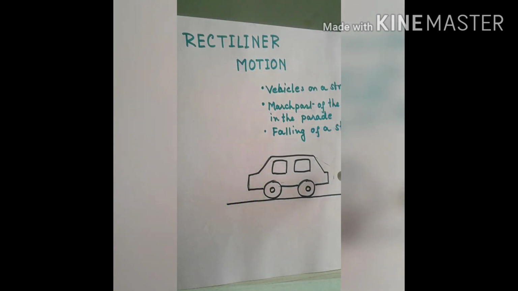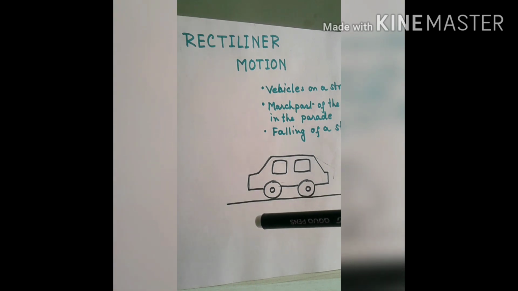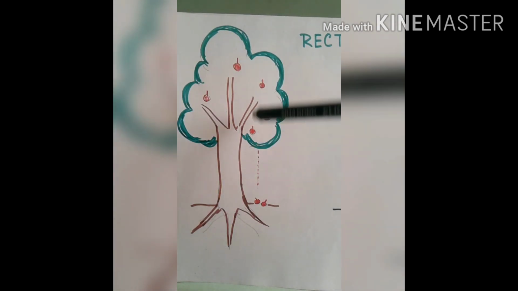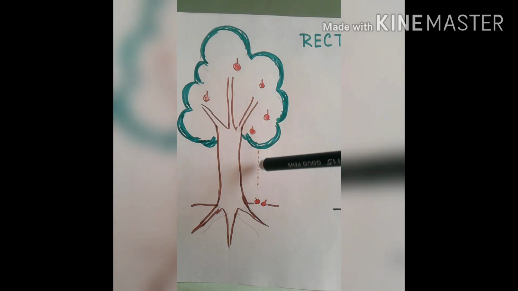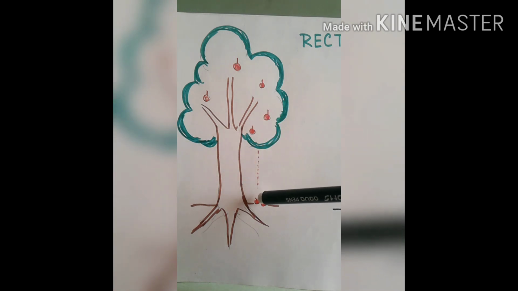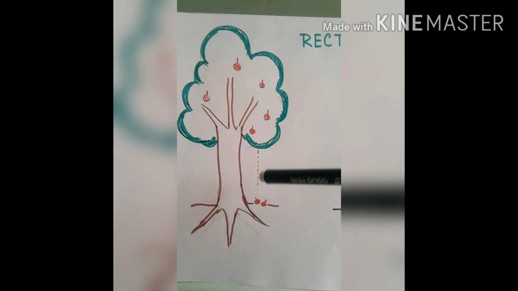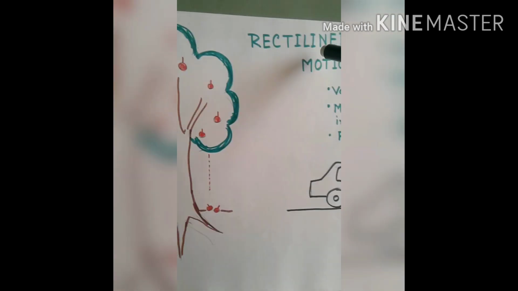Now what do you see? A car moving on a straight path. Now see a tree. The fruits from the tree fall on the ground. So this is also falling in a straight path. So when an object moves in a straight path or a straight line, we say this type of motion is rectilinear motion.